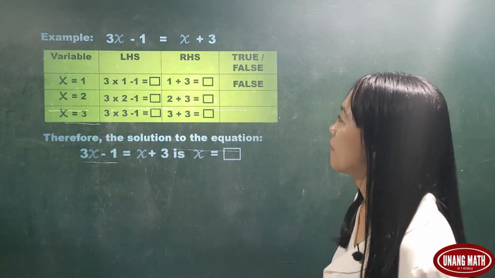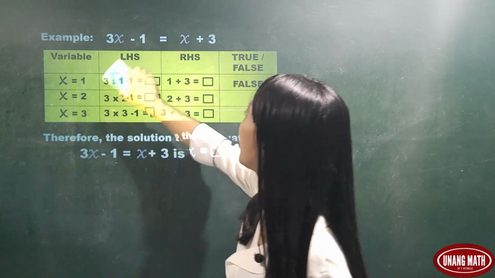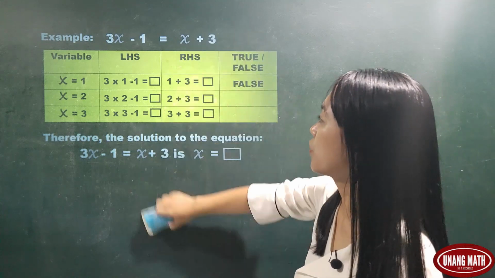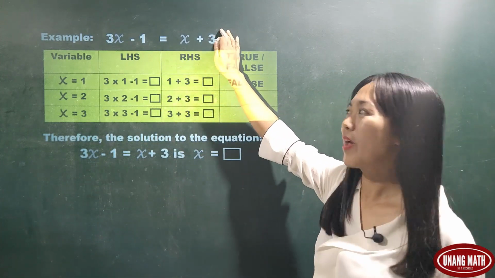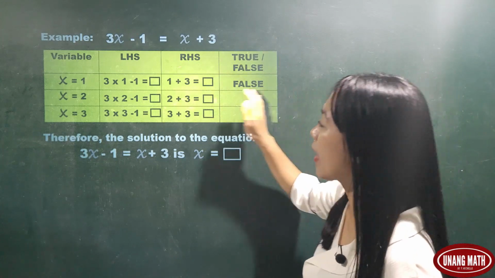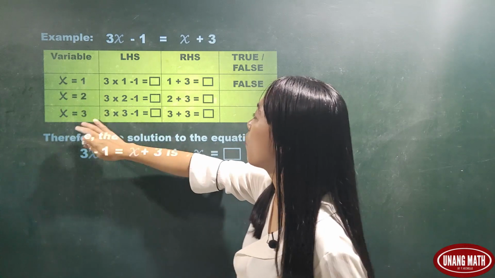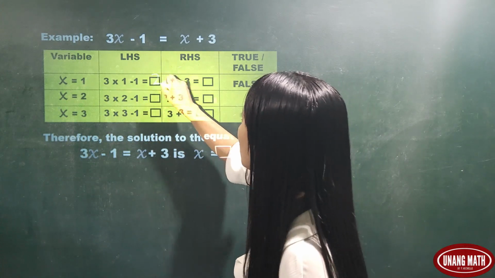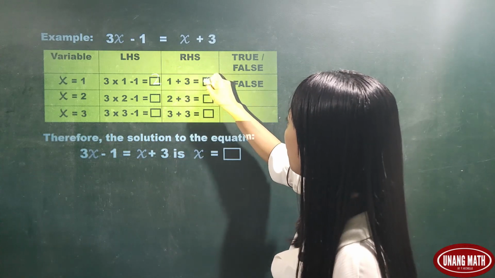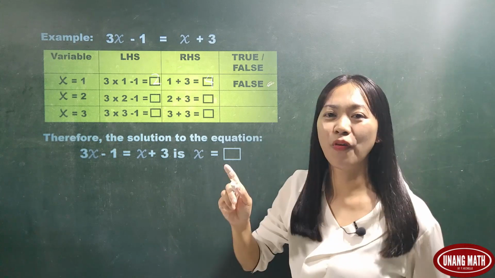Okay, let's give an example. This equation: 3x minus 1 is equal to x plus 3. Let's find out if this equation is true or false after substituting the value of x. So if x is equal to 1, 3 times 1 is 3, minus 1 is 2. 1 plus 3 is 4. 2 is equal to 4? So this is false.